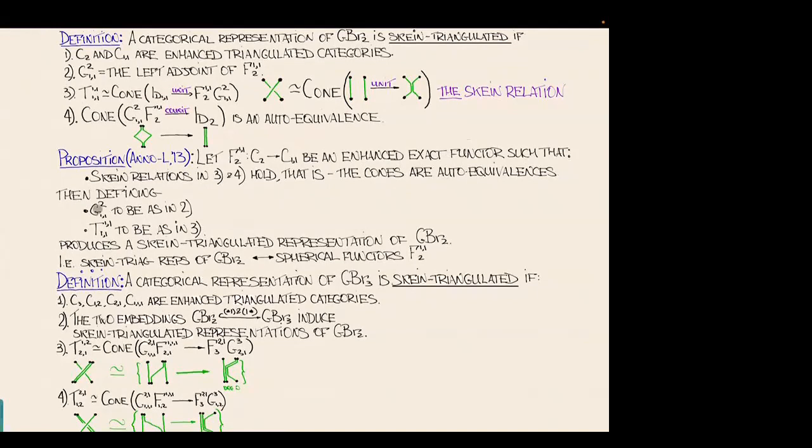Then if we define G to be the left adjoint of it, and if we define the overcrossing to be this cone, then we get a skein-triangulated representation of GBR2. But look, I've just told you that I have a functor such that its spherical twist and its dual spherical cotwist are equivalences. So I've just told you that skein-triangulated representations of GBR2 are essentially spherical functors. So any skein-triangulated representation of this just reduces to a single spherical functor.